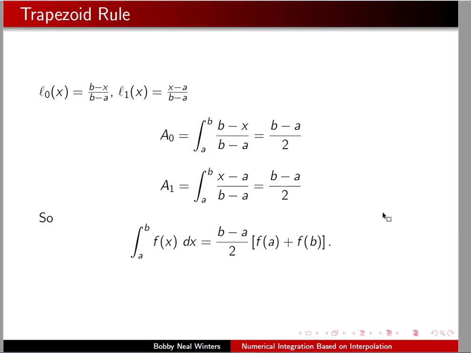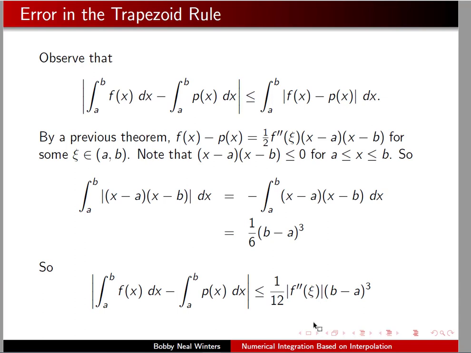Okay, so the trapezoid rule, of course, gives us an approximation, and there will be an error in that approximation. We can take the absolute value of our integral minus our approximate integral, do our triangle inequality, apply a previous theorem we had back from polynomial interpolation, saying the difference between this function and its polynomial interpolation is equal to 1/2 f double prime of c times x minus a times x minus b for some c between a and b.